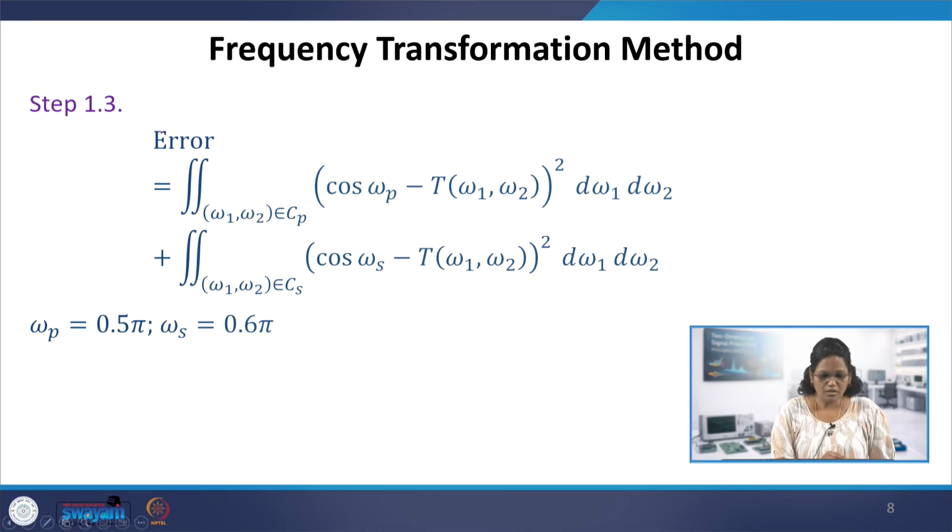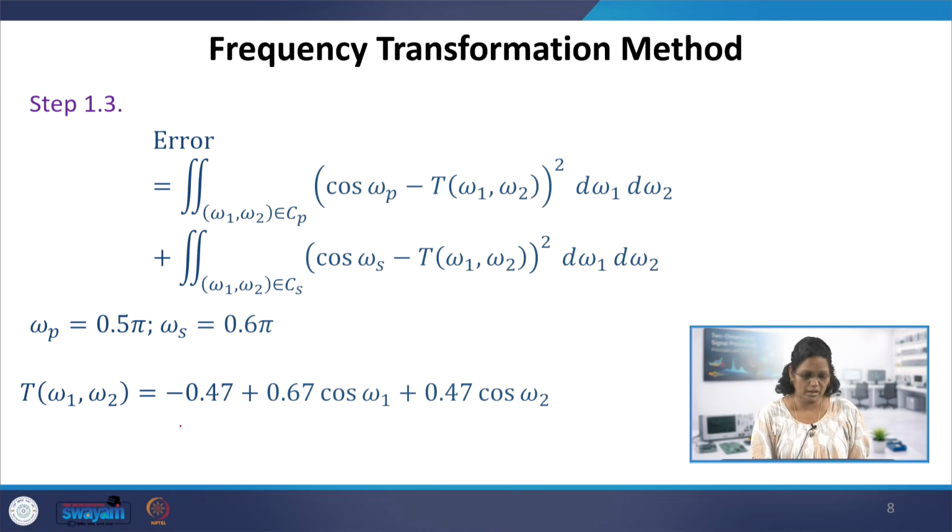So how do we make sure this is the solution? There will be many solutions if we have this for the region of support, with the cos omega contour and T of omega 1 comma omega 2. To restrict it, make an error equation in which cos omega p is compared to T of omega 1 omega 2, square the error and integrate it, and similarly for cos omega s we get a contour, square the error between these two and T of omega 1 omega 2, integrate it and add them together. This is the common error, and if this error is small, then we can consider that solution for T of omega 1 omega 2 as the transformation function.